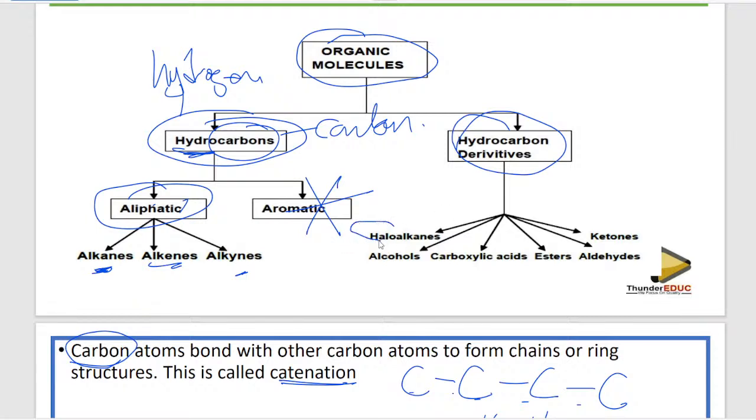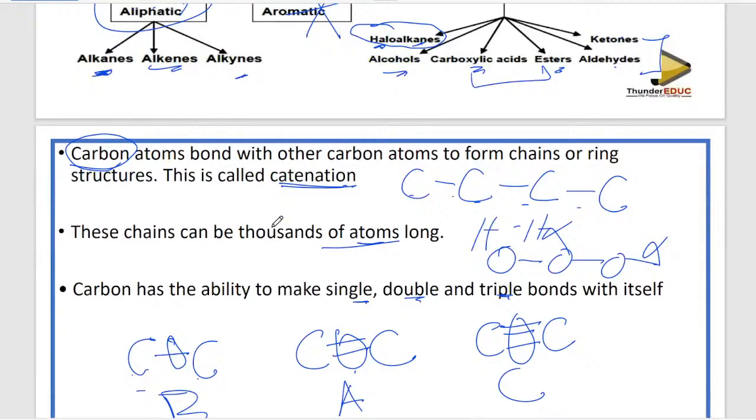We look at what is called a haloalkane, halogen alkane, which means an alkane linked with a group 7 element. Alcohols, we look at alcohols. Carboxylic acids and esters, these are brothers and sisters. Ketones and aldehydes, these are also brothers and sisters. We're going to look at them in detail. What do they mean when they talk about that?